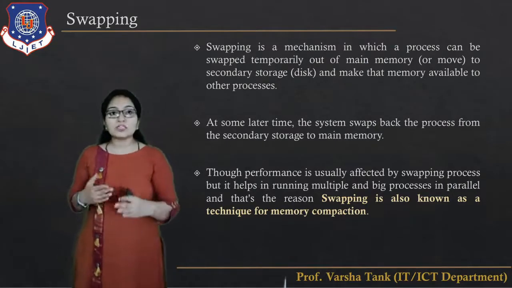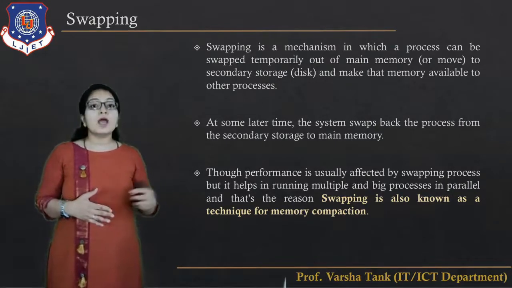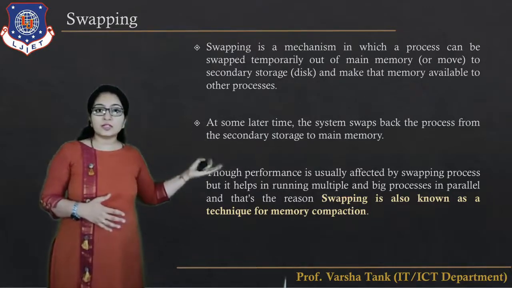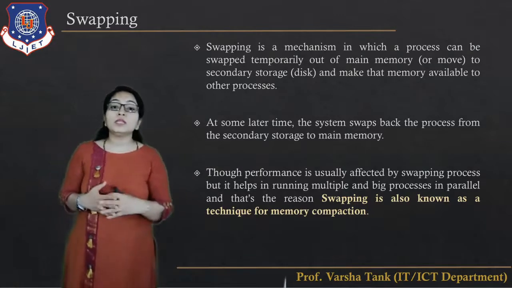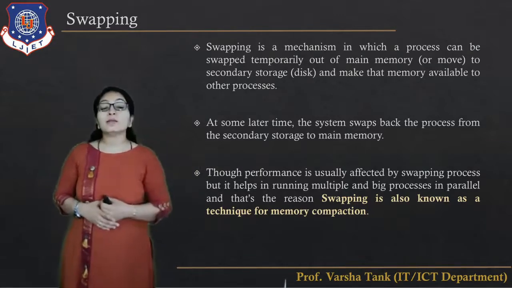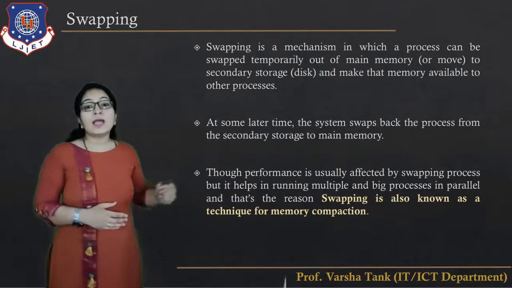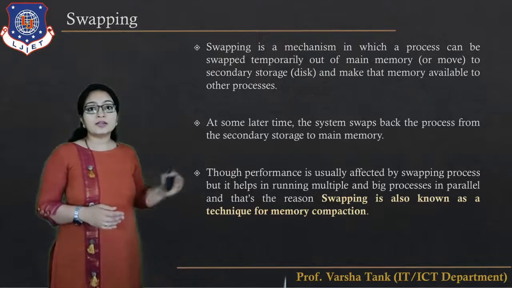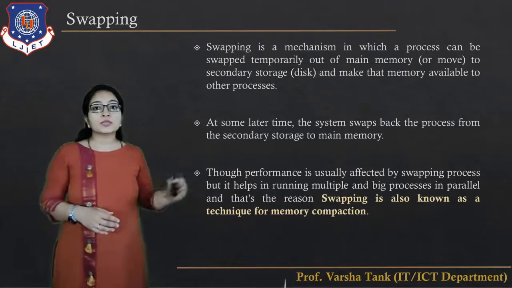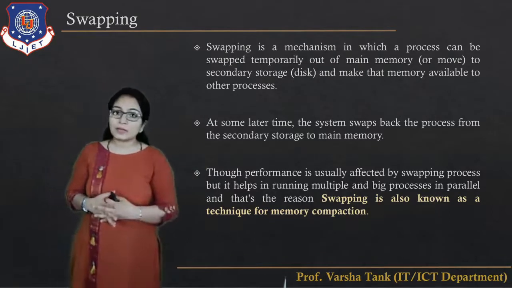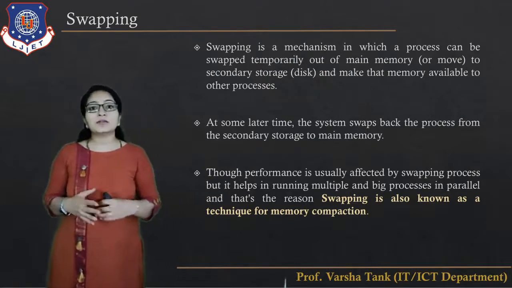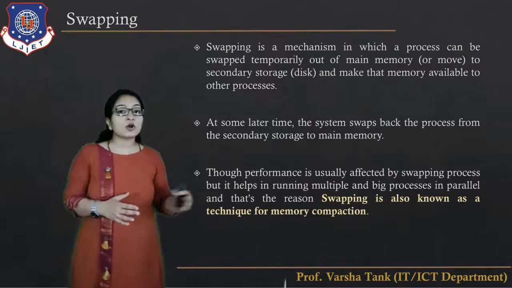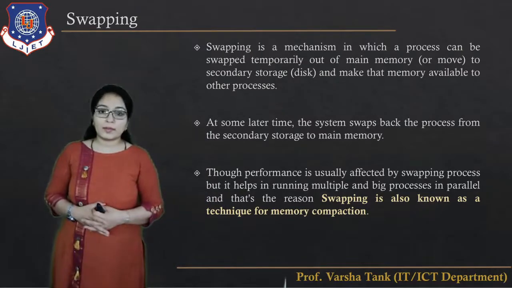Swapping is the mechanism in which a process can be swapped temporarily out of the main memory, moved from the main memory to the secondary storage, making that memory available to other processes. At some later time, the system swaps the process back from the secondary storage to the main memory. Performance is usually affected by swapping, but it helps in running multiple and big processes in parallel, and that's the reason swapping is also known as a technique for memory compaction.